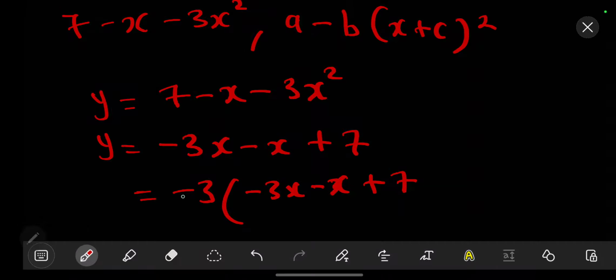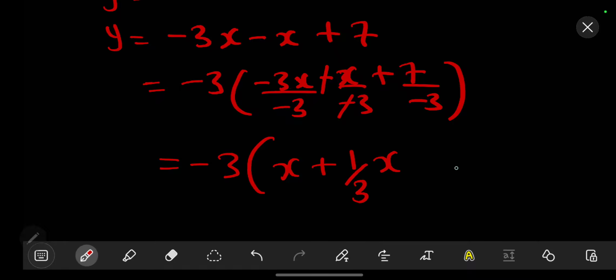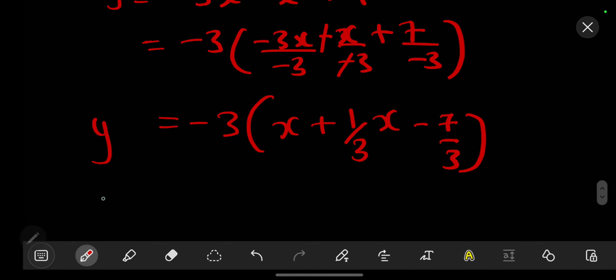So what is going on is that this number that is out here will divide everything, so that we have a value of negative 3. Then we have our x squared, then we have here and here it cancels, so we have plus our 1 over 3x. If you write x over 3, it is still okay. Then we have minus our 7 over 3. From here, you just follow the procedure of completing the square.